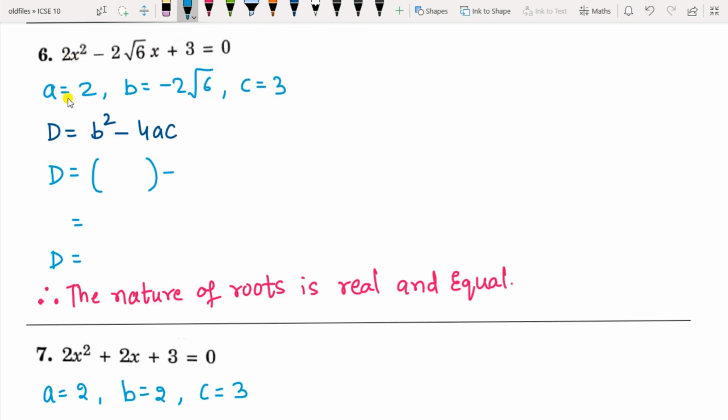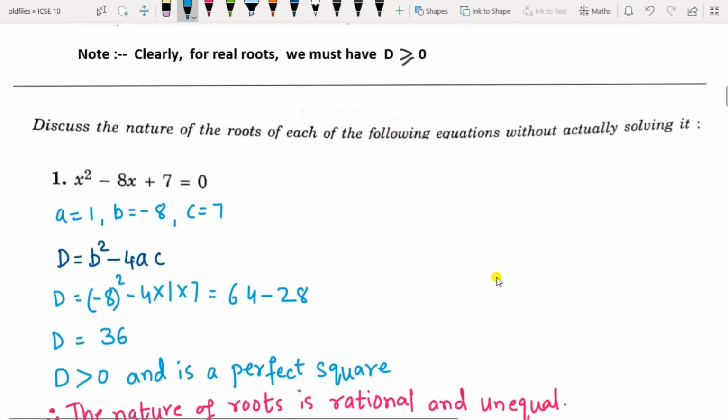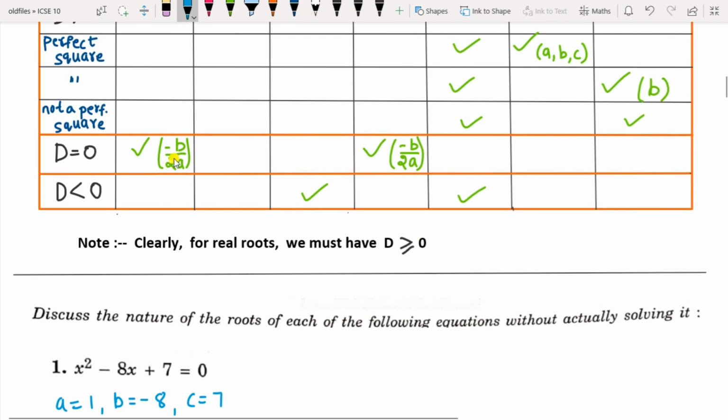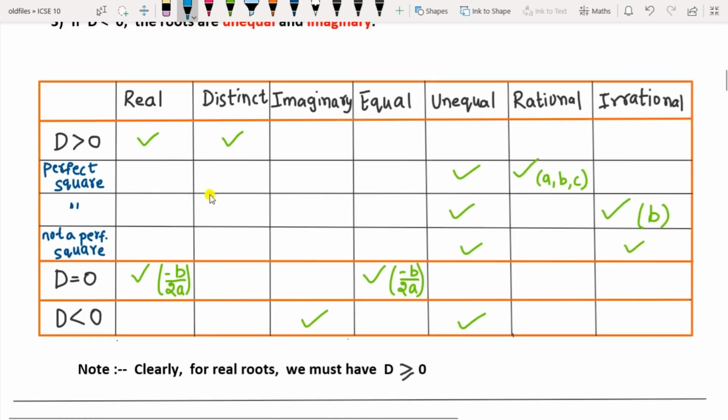Now here a is 2, b is minus 2 root 6 and c is 3. So substitute values in D equals b square minus 4ac, that is minus 2 root 6 squared minus 4 into 2 into 3. So this will become 24 minus 24 and D is equal to 0. So the nature of the roots is real and equal. You can see in the chart here, when D equals 0, the nature of the roots is real and equal, and it is equal to minus b upon 2a.